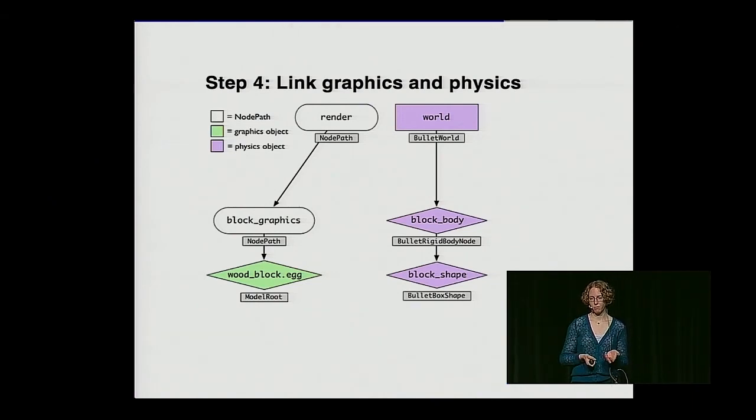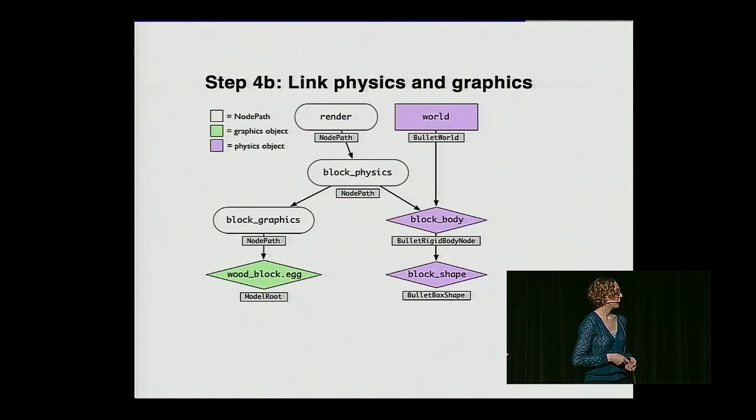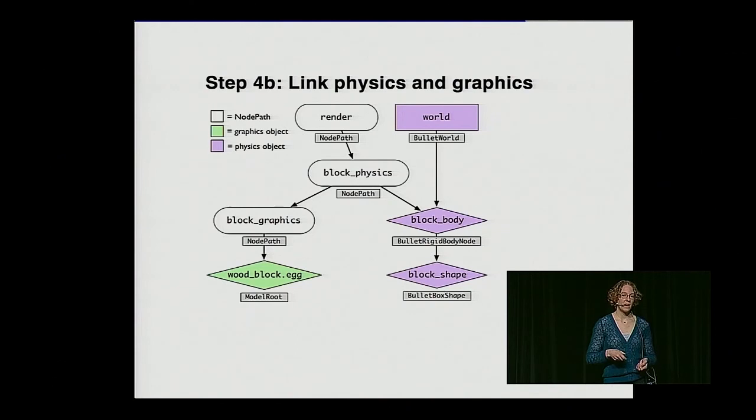Panda 3D doesn't actually know that graphics and physics should be linked together, so we have to explicitly tell it. Because Bullet's included with Panda 3D, we can create a node path and point it at the physics object. And then if we set the physics object to be a parent of the graphics, now this is really the powerful part of the scene graph: because it's a parent of the graphics, when we move it around, the graphics will also move.